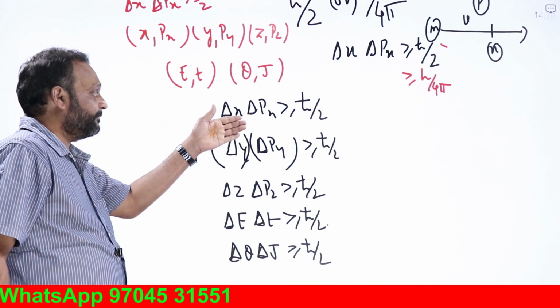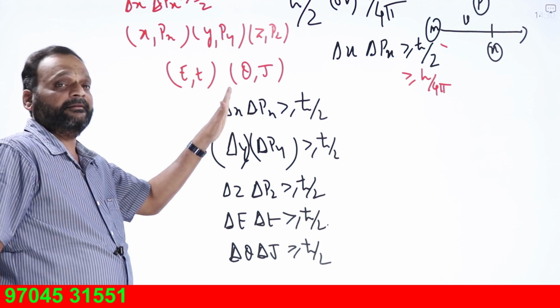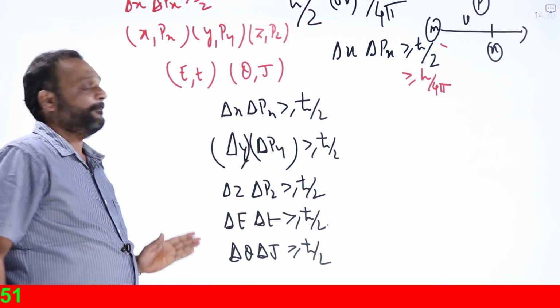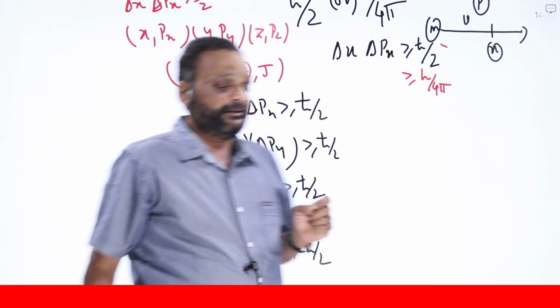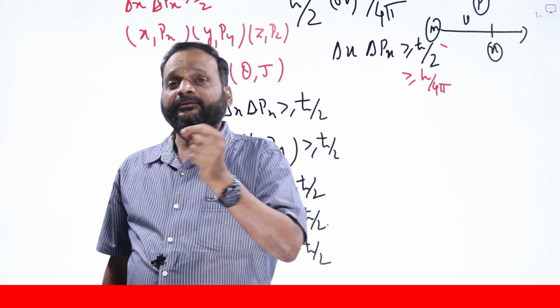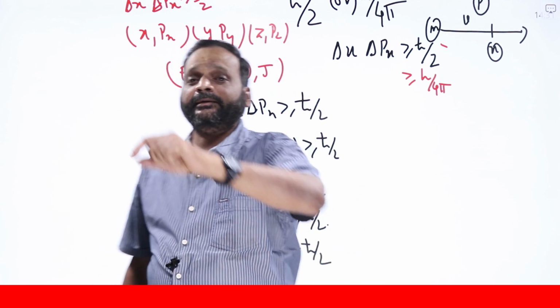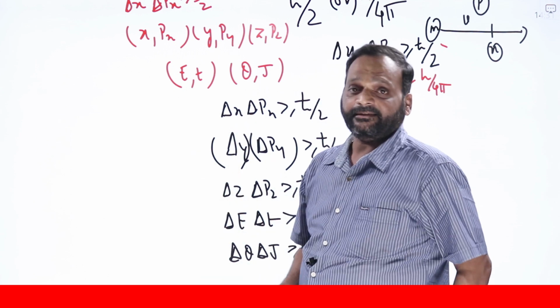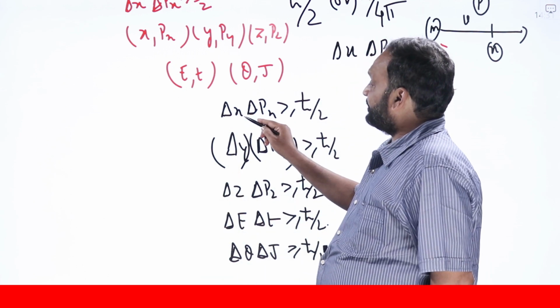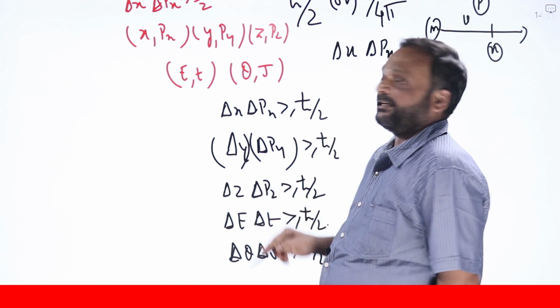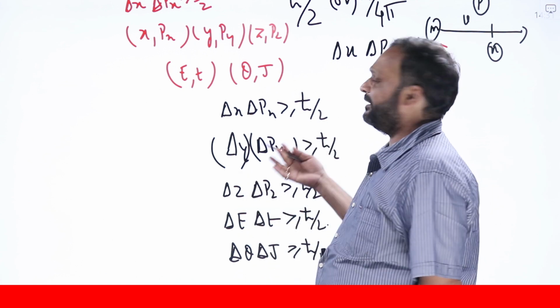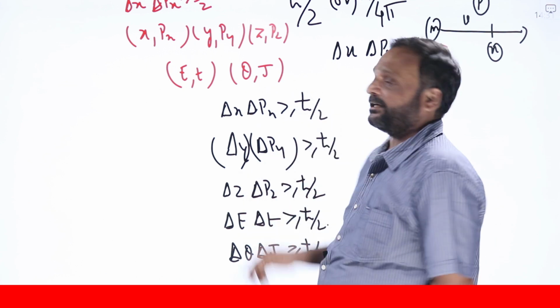Uncertainty principle is applicable for these products in those pairs only. It means you cannot find the x position and the x component of momentum simultaneously accurately. They can never be less than h bar by 2. What is the minimum value of uncertainty? Equal to h bar by 2.